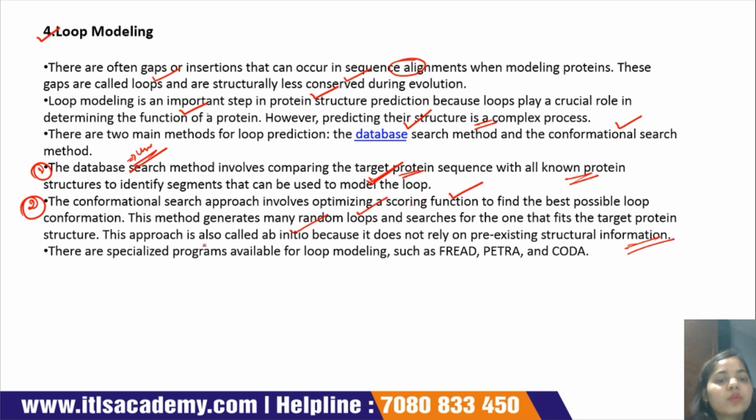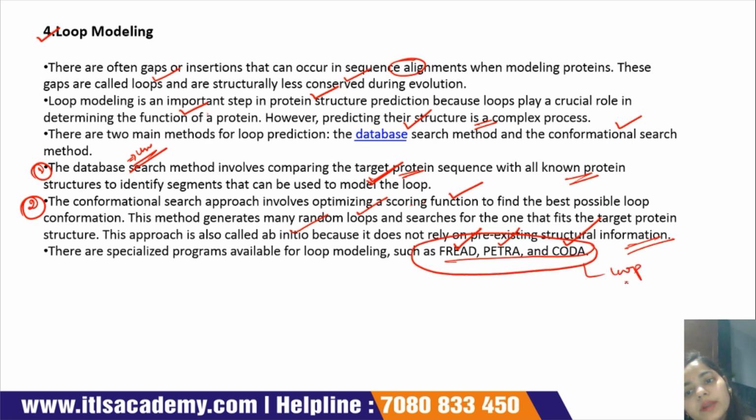There are some programs also available for loop modeling, and these programs are Afreed, Petra and Coda. These are the programs that are used to perform loop modeling.